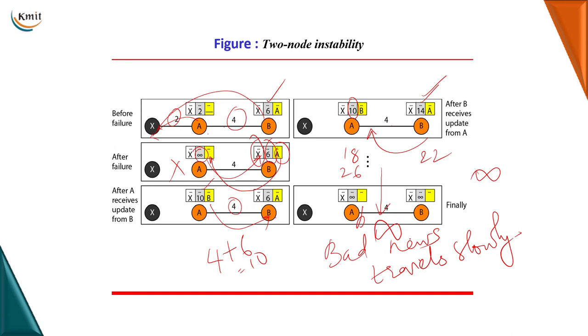This problem we overcome in link state routing, where while we are routing, we will also share the link state information, whether the link is on or off, whether it is up or down. So the count to infinity problem will be avoided in link state routing, which we will learn in the next class. Thank you.